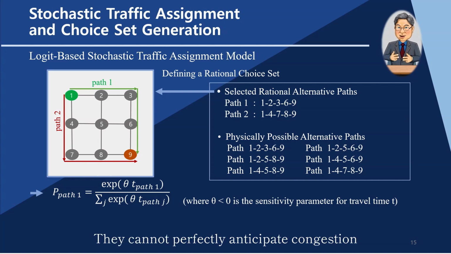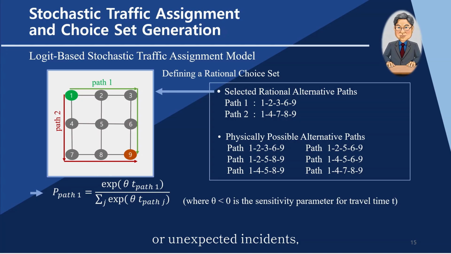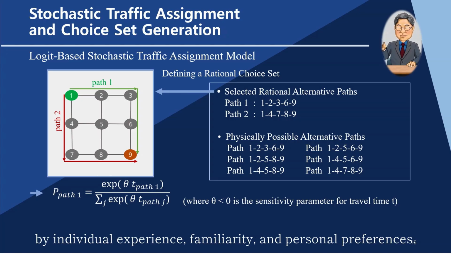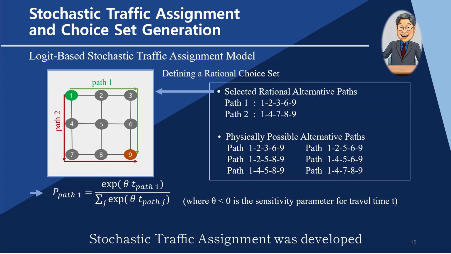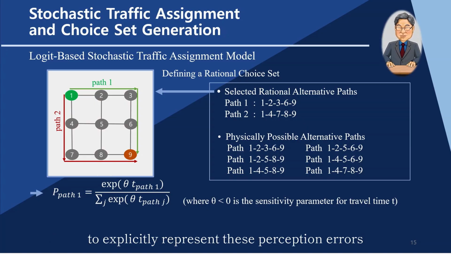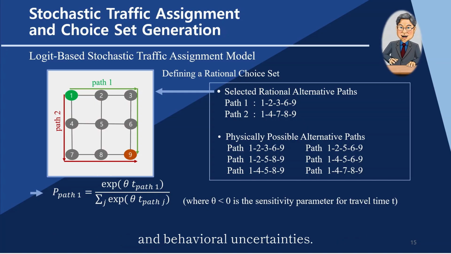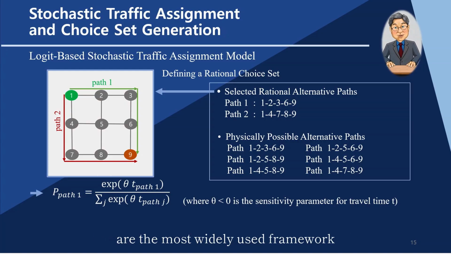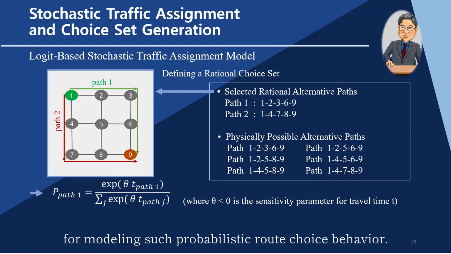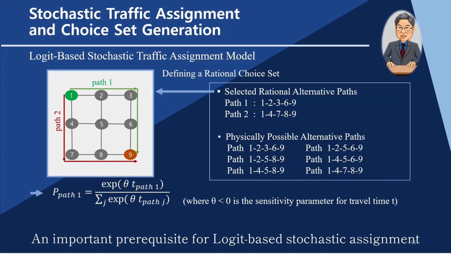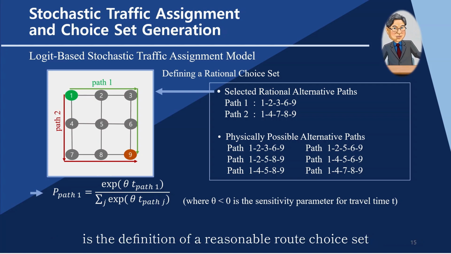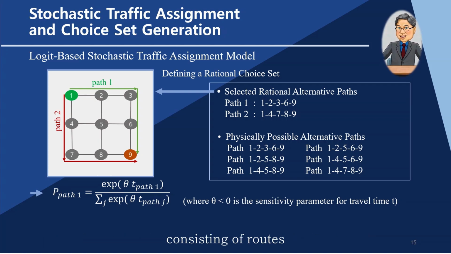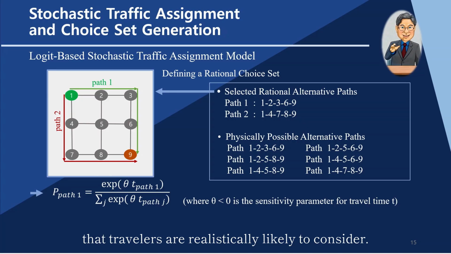They cannot perfectly anticipate congestion or unexpected incidents, and their route choices are influenced by individual experience, familiarity, and personal preferences. Stochastic traffic assignment was developed to explicitly represent these perception errors and behavioral uncertainties. In practice, logit-based route choice models are the most widely used framework for modeling such probabilistic route choice behavior. An important prerequisite for logit-based stochastic assignment is the definition of a reasonable route choice set, consisting of routes that travelers are realistically likely to consider.